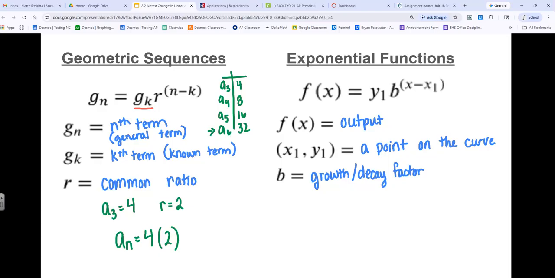So, if I know that a sub 3 is 4, and I'm trying to get a sub 6, I have to multiply by 2, three times. That's because I had to do 6 minus 3, since I started at the third term, not the 0 term. So I have to do n minus 3 right there.